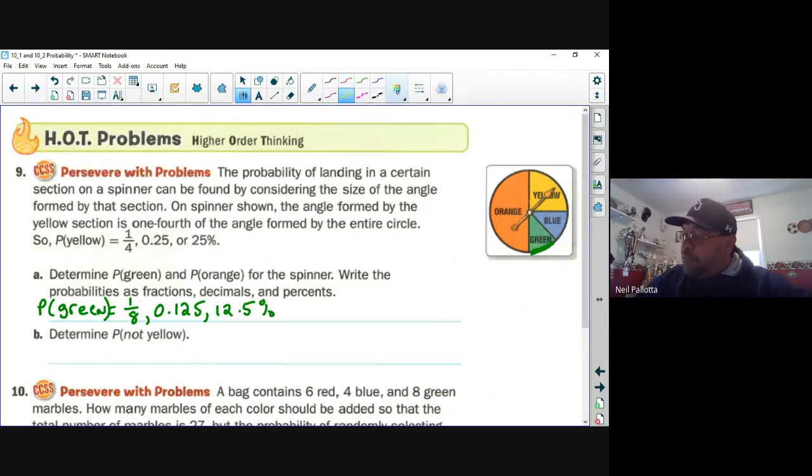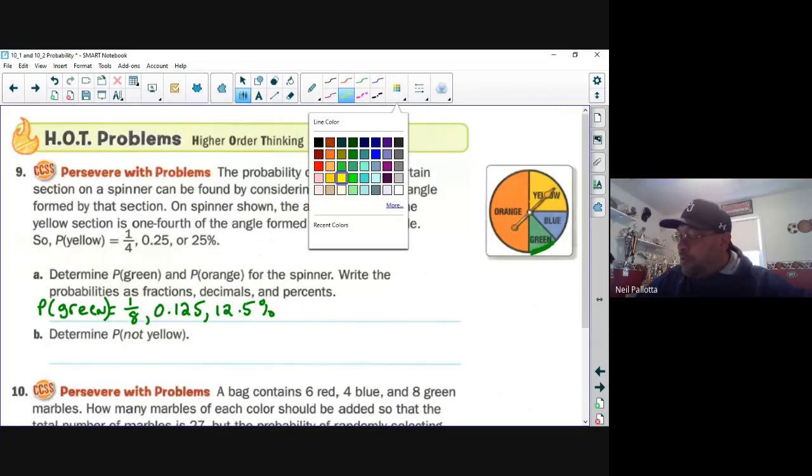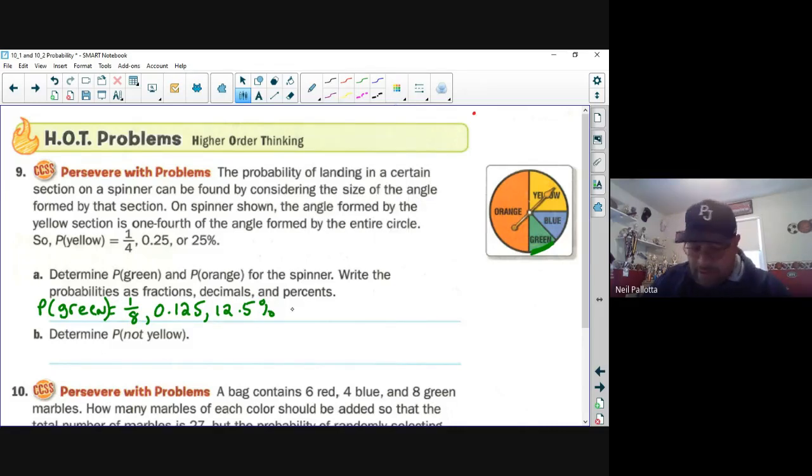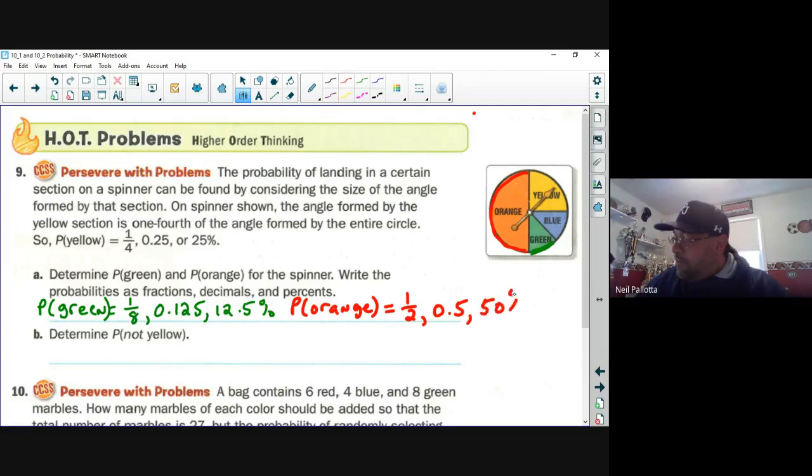All right, let's do the probability of orange. Let me grab orange here. All right, so the probability of orange, we can see very clearly. Here's our orange, this part here, it's going to be 1/2 of the circle. We know that 1/2 is 5/10 or 50%. Okay?